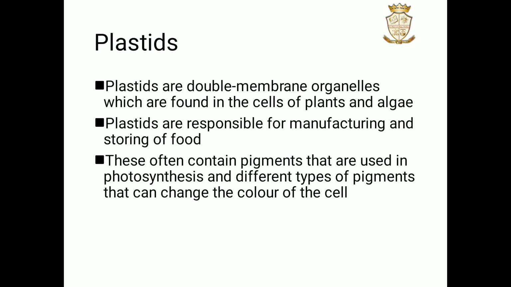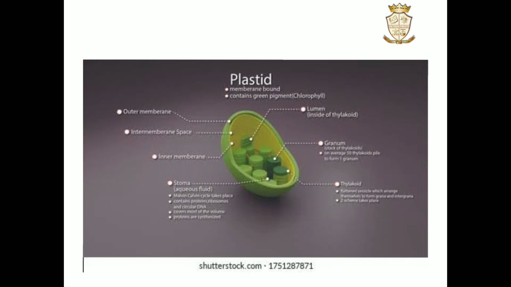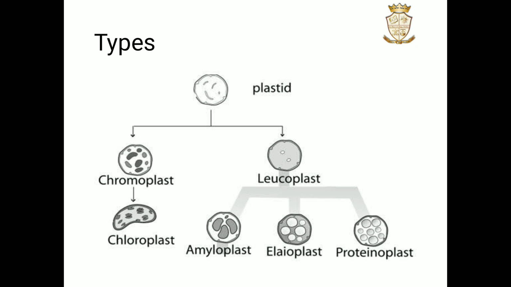because it is also a double membrane organelle, found in the cells of plants and algae. And the plastids are responsible for the manufacturing and storing of food. Here you can see the picture of a plastid, which contains a double membrane, the outer membrane and the inner membrane. Between them, we can see the space, and there is a thylakoid, a granum and stroma. And in the thylakoid we can find the lumen. So it's very important for the storage of food in plants.